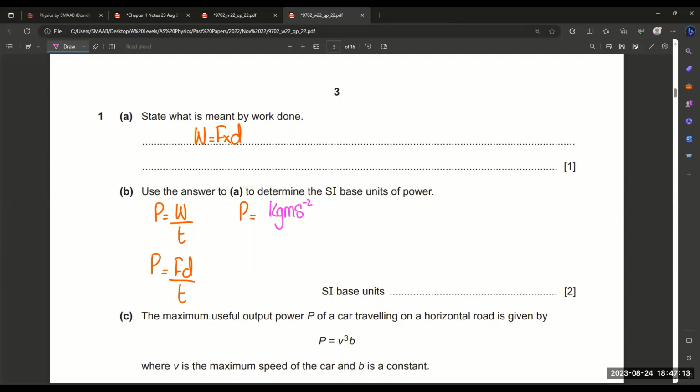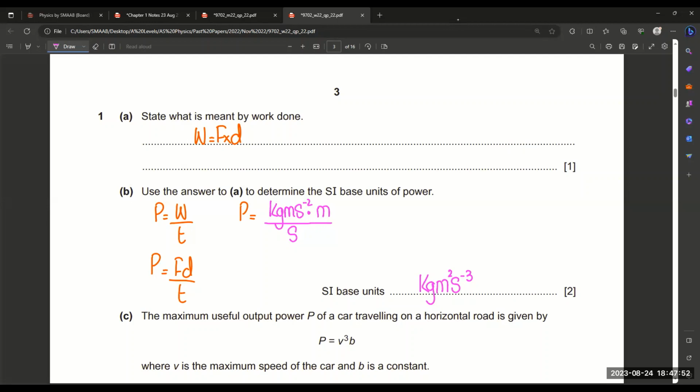This is for force. This is for displacement, and time is equal to seconds, right? So your final answer for power will be equal to kg meter square per second cube, because the s in the denominator will also be added with the minus power. So that will be equal to -3.